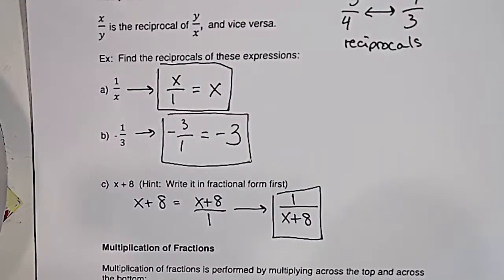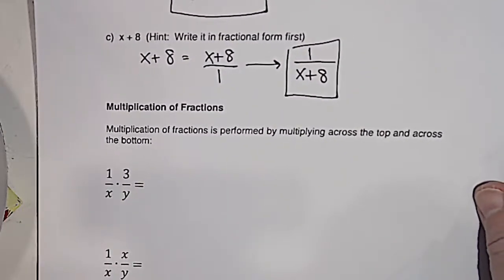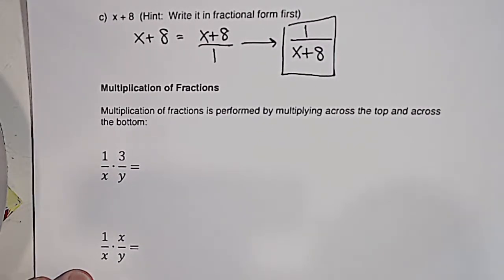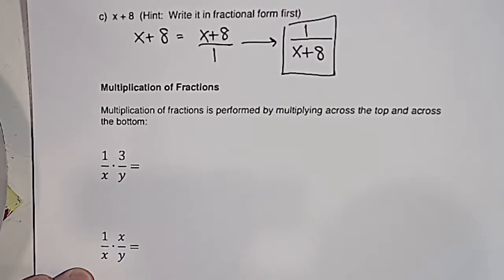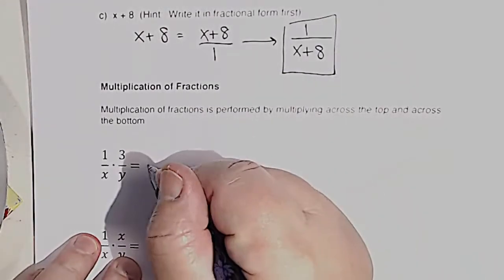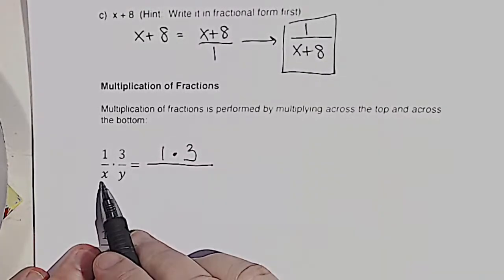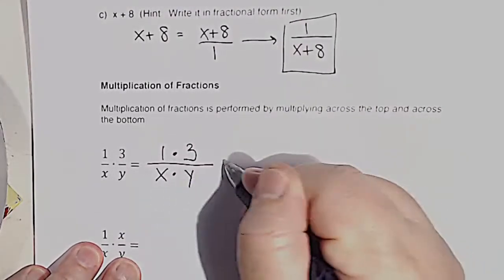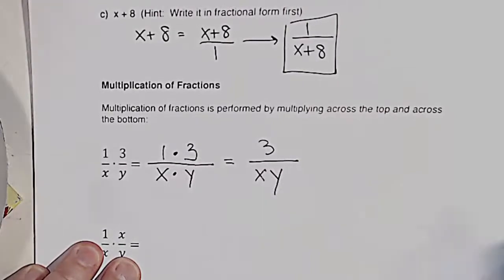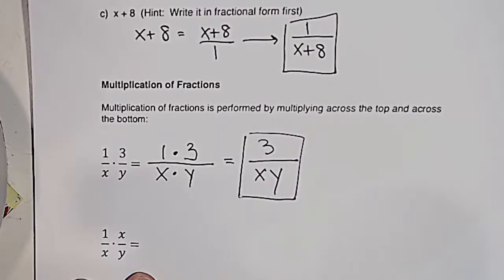Okay, so shall we get into multiplication of fractions? Multiplication of fractions, which I'm assuming you've done a little bit of with numbers before without the variables. Now we've got variables in them, and you perform them by multiplying across the top and across the bottom. The top, I've got a 1 and a 3, so 1 times 3. The bottom, x times y. So I get 3 over x times y. We don't know what they are, so we just write it like that. And we're done. Multiplication is so much your friend.